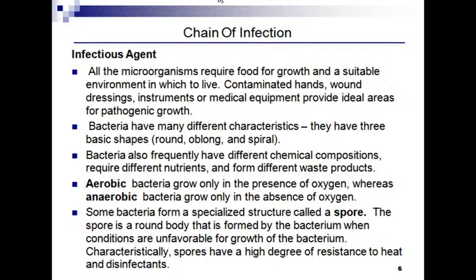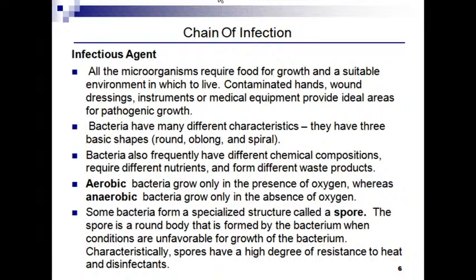Now, first step of chain of infection, infectious agent. All the microorganisms require food for growth and a suitable environment in which to live. Contaminated hands, wound dressings, instruments or medical equipment provide ideal areas for pathogenic growth.